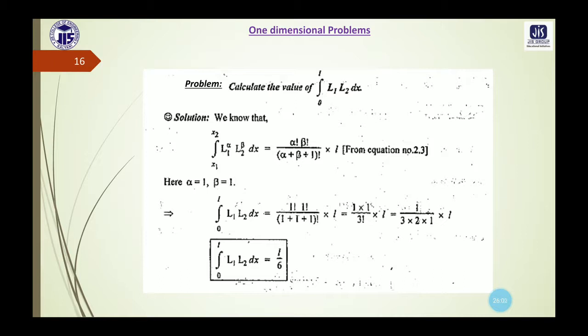Then we only need the factorial of 3, which is 6, that is 3 into 2 into 1. So the final value of the integration from 0 to 1 of L1 L2 dx, using the formula, is L by 6. This is the procedure by which we calculate numericals based on the natural coordinate system for one-dimensional and two-dimensional systems.